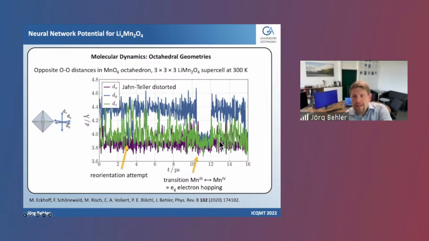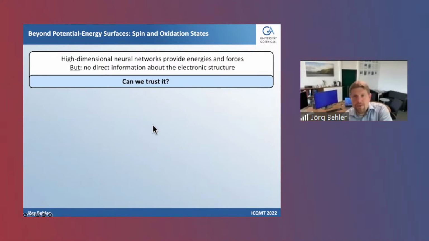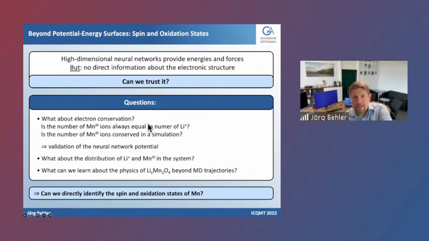And how can this be? We have no electrons in the machine learning potential, so that could be terribly wrong. So we have to ask ourselves, can we trust it? And we had to develop a scheme to confirm that the number of electrons is conserved and that the number of manganese 3 in the system corresponds exactly to the number of lithium ions in the system.